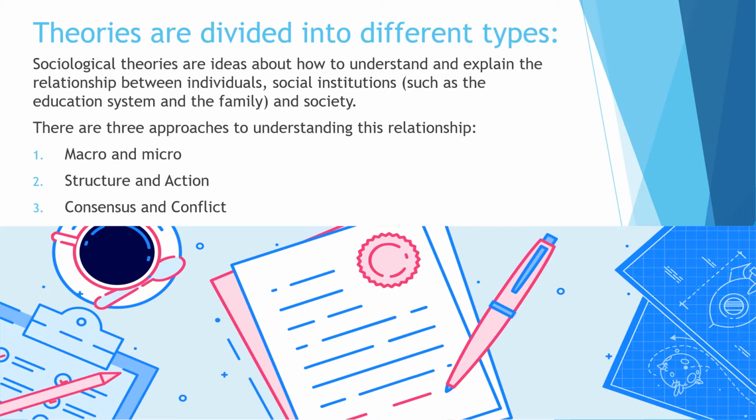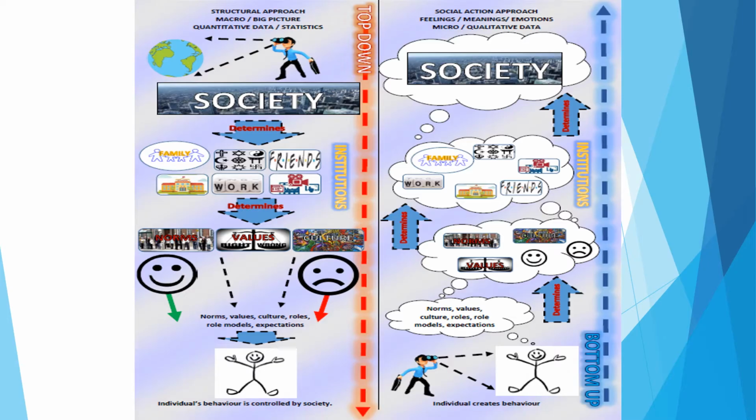Every time we start discussing a theory, we can say it is a macro theory, it is structural, it is consensus, it is similar to this theory, which is also macro. So it's a way of easily drawing parallels and comparisons and trying to organize the theories in relation to one another.